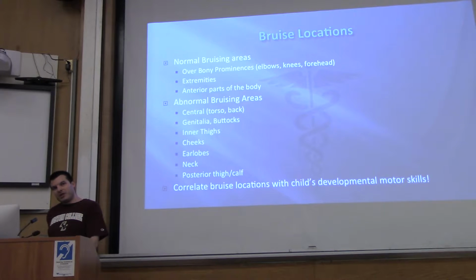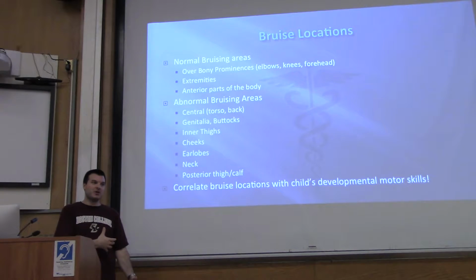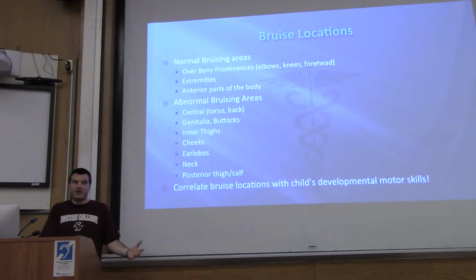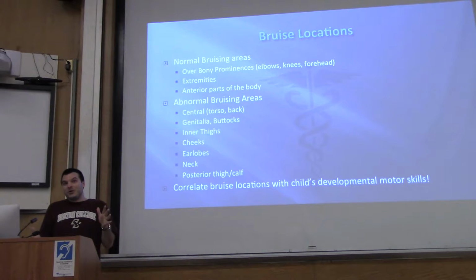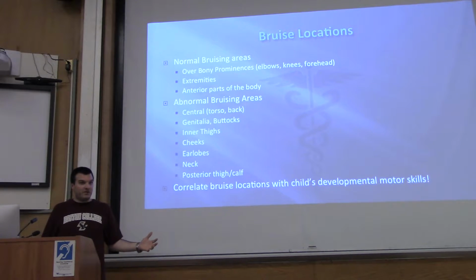Normal child bruising areas are over bony prominences on the extremities. Example, forearms, front of the shins. If you have children, they fall all the time, and that's where they fall. Including the forehead. You don't learn to put your hands or arms out in front of yourselves until you're 4 years old, 5 years old. Everyone comes in, they land face first because they just don't put their hands out. Abnormal bruising areas, center mass. Kids don't belly flop when they fall.